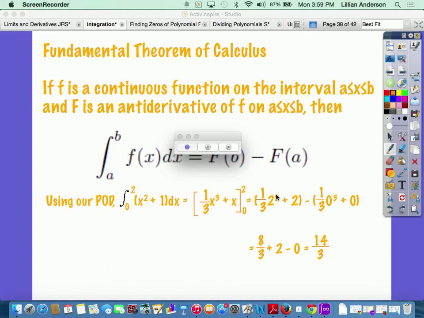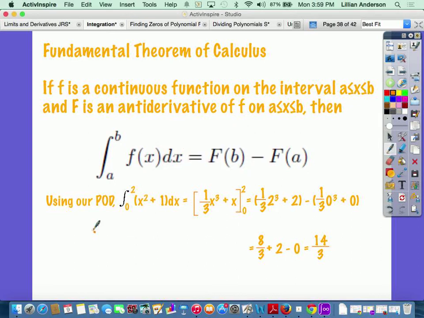Calculus is actually super easy. This is the algebraic way to find the area underneath the curve. Okay? So if f is a continuous function on the interval and F is the antiderivative, then to figure out the area underneath the curve, you find the antiderivative, remember that's represented with a capital F, and then you plug in b and subtract what you get when you plug in a.